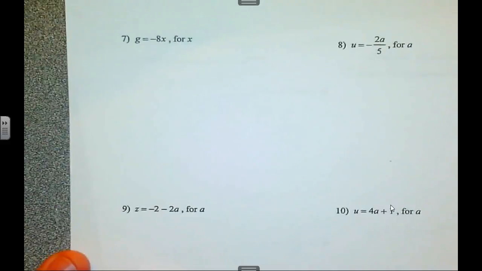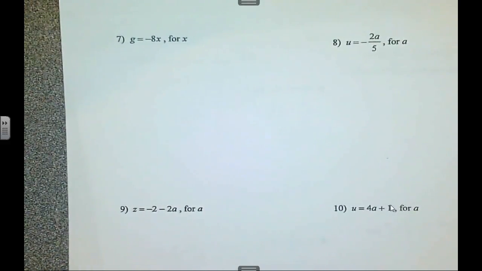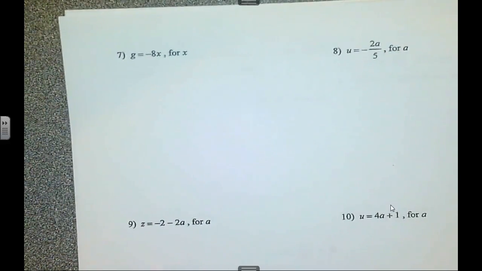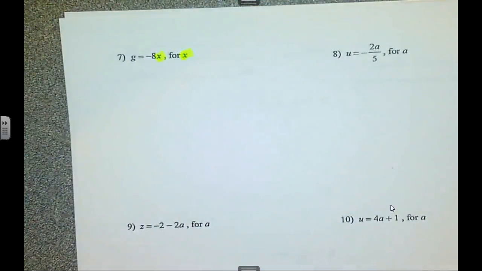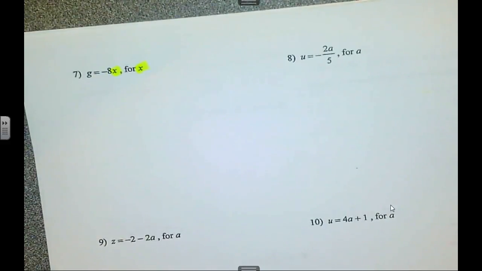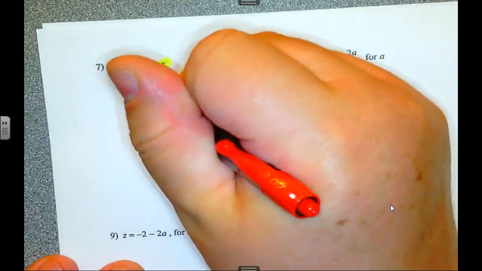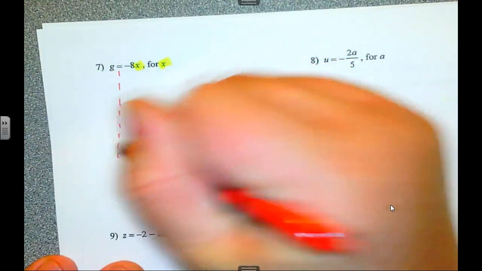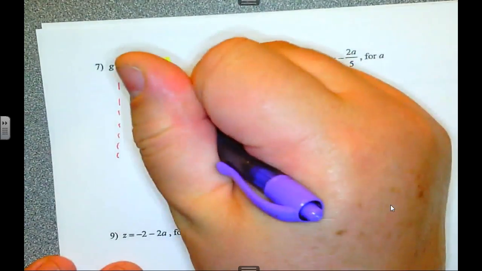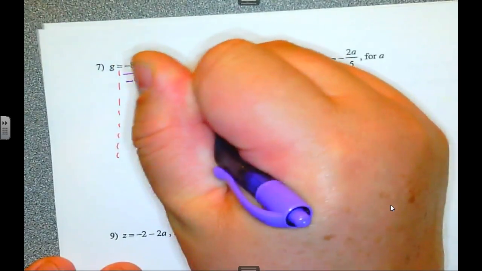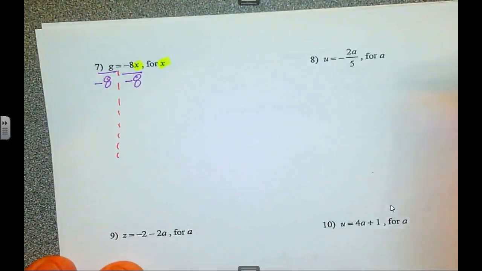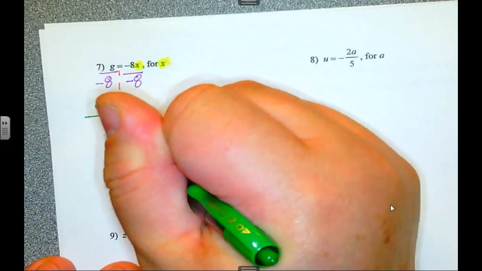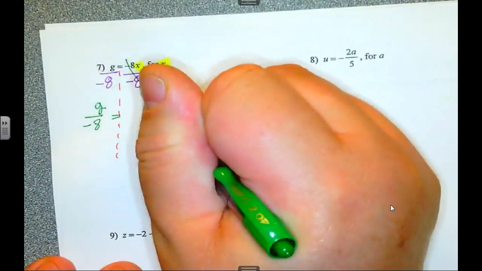Okay, number 7. It says solve for x. Oh, this one's easy. Okay, divide both sides by negative 8. So I get g divided by negative 8 equals x.